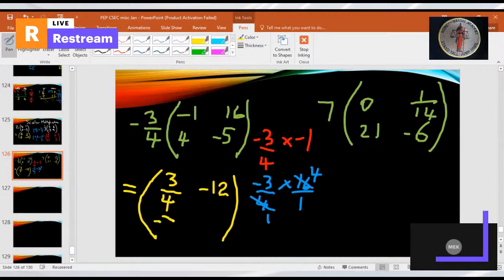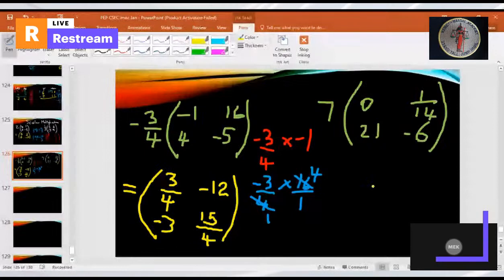And negative 3/4 times negative 5. So nothing there could cancel, so we'd end up with a positive. Negative times negative is positive. 3 5s are 15, and the 4 would still be in the denominator. So it will be 15 over 4, like that. We can have a mixed number, 3 3/4, or we can just leave 15 over 4.